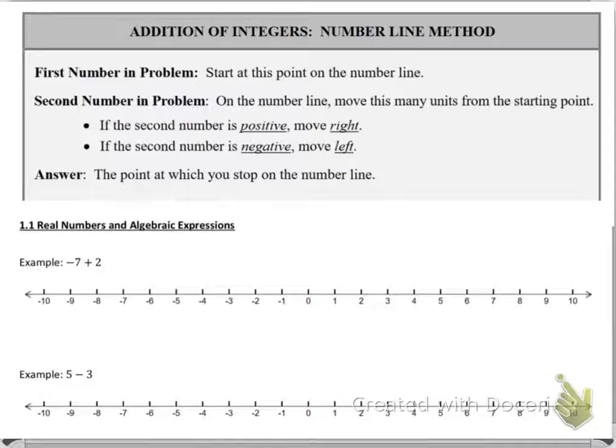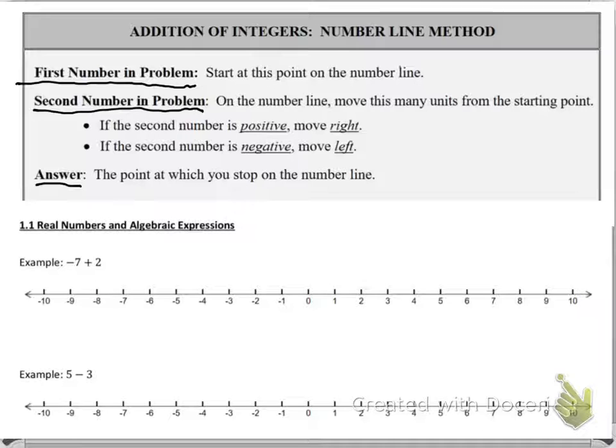So if you're going to use number lines to understand how to add or subtract signed numbers, then the first number in the problem tells you where to start on the number line. The second number tells you which direction to move, and then the answer is wherever you stop. So let's just go ahead and jump into our first example.